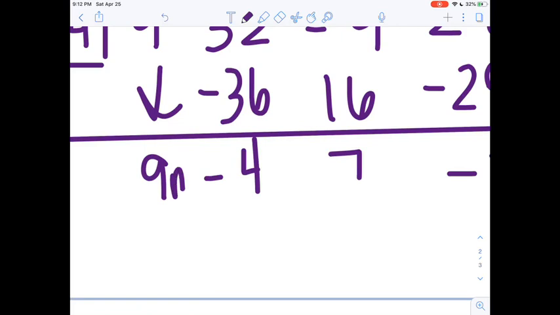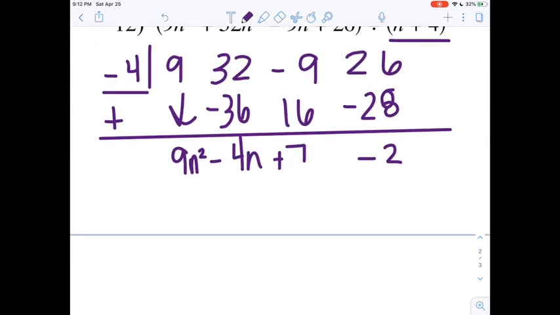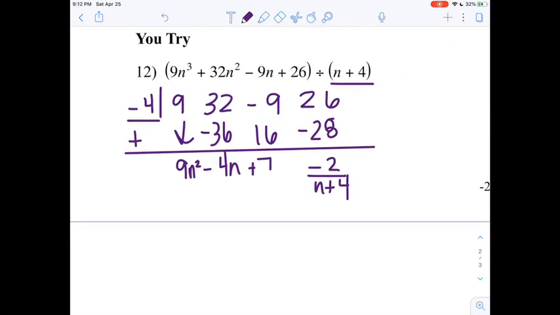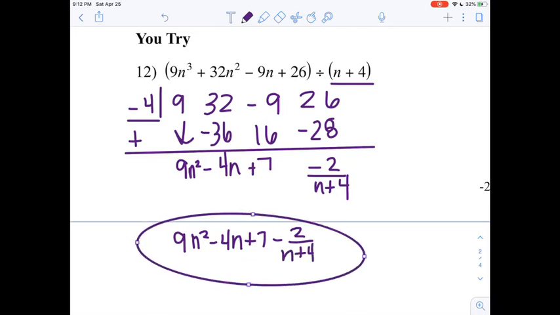So my answer is going to start with n squared, n plus 7 minus 2 over my remainder of n plus 4. Let me write that a little bit neater. Minus 2 over n plus 4. And there's our final answer.